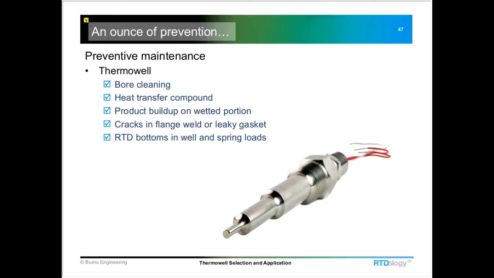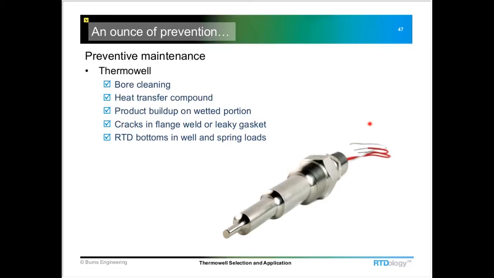So, Bill, we've got a couple of questions here. One is, why are wells only used with thermocouples and not RTDs? I guess the answer to that is they are actually used for both. So we apologize if that wasn't made clear.